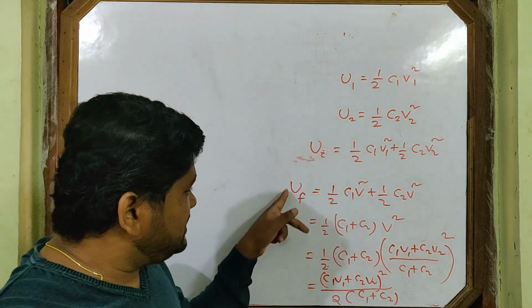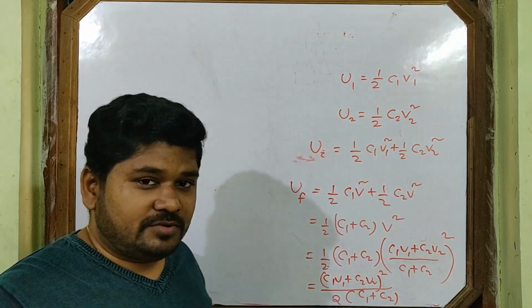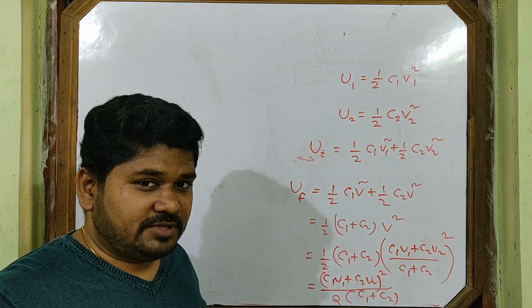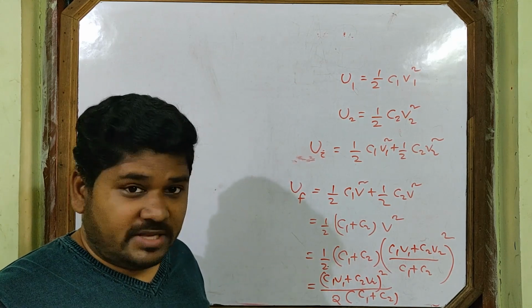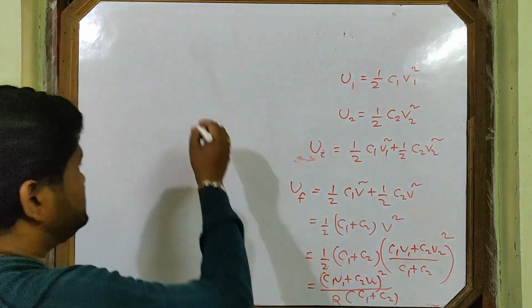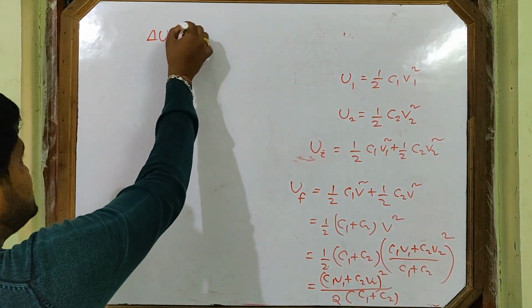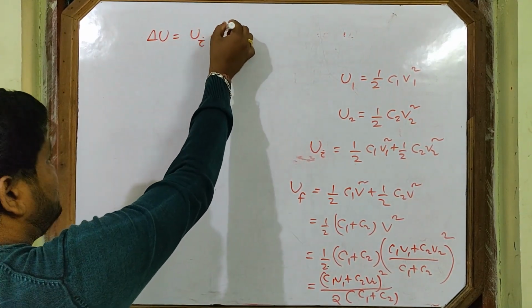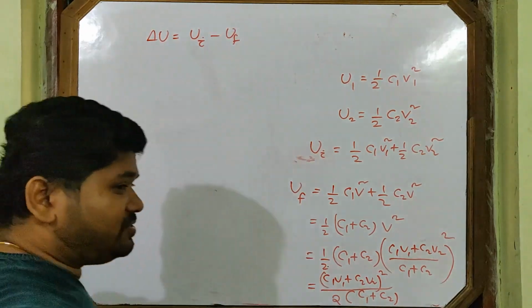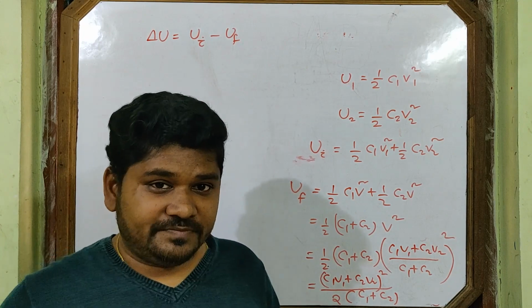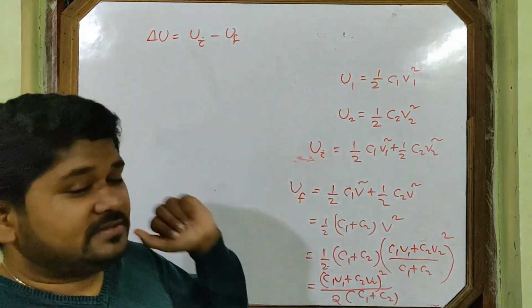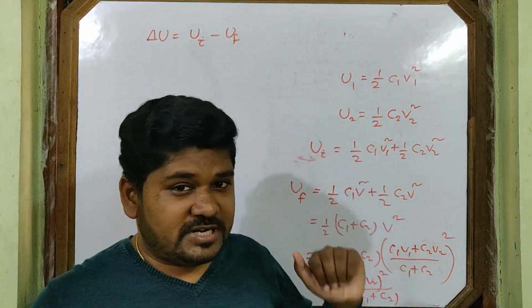Now, if both potential energies are same, do the subtraction. If the subtraction comes 0, both are same. Suppose I do the subtraction, the energy difference, UI minus UF. If it comes 0, both are same. If it is greater than 0, then UI is greater. If less than 0, then UF is greater.